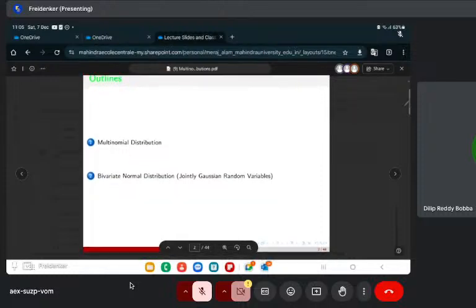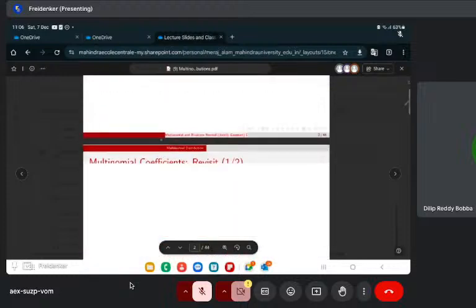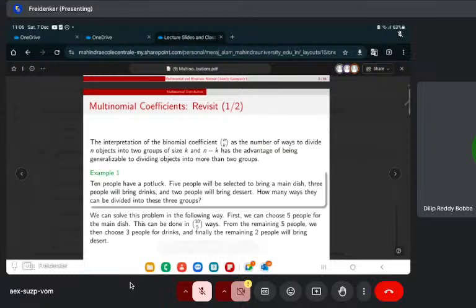So in binomial, we have success and failure, but multinomial is like a very generalized version. You can have so many events. You can have event A, event B, event C. Unlike in binomial, where there are only two events, success, failure. But in multinomial, that is not the case. You can extend it. You can have n number of events.